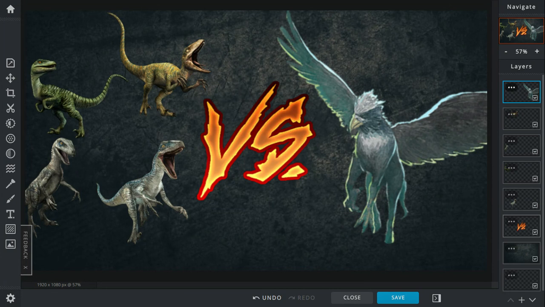Anyways, I do think that the Raptor squad could take down the Hippogriff if they work together and aimed at the right spots. But in the end, the Hippogriff wins 59%.